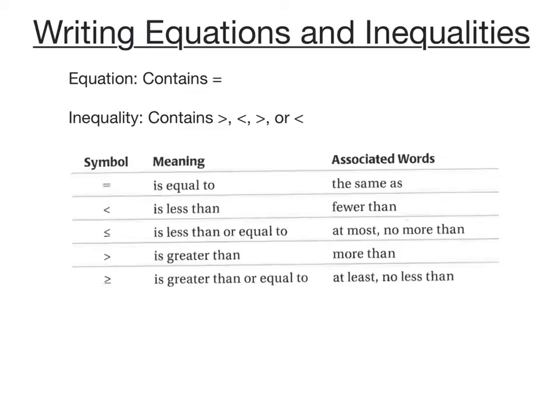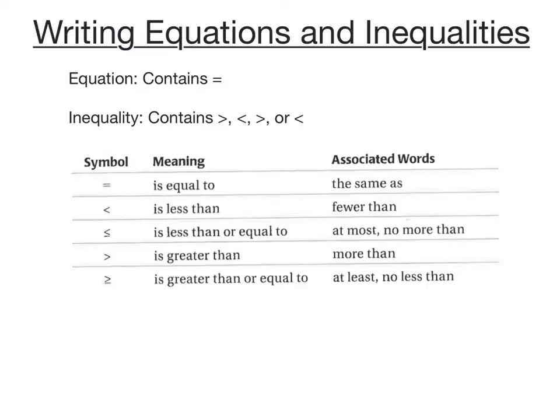If we see fewer than or less than, that lets us know that one expression is less than the other. We want to use a less than or equal to sign when we see the phrase at most. For instance, if somebody says, I have at most $50, that means I can have equal to 50 or less than 50. So that's less than or equal to.